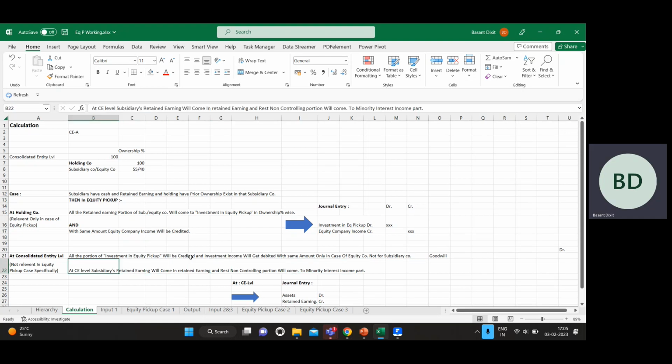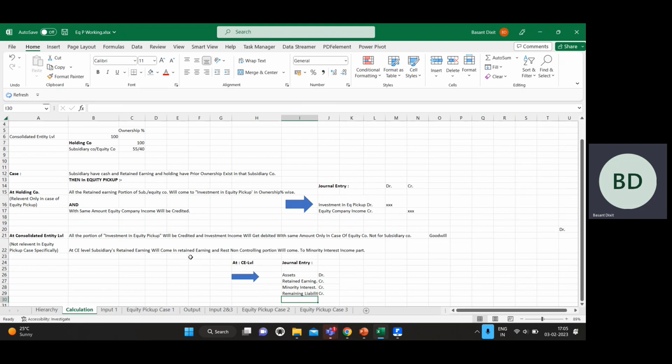Okay, and at the C level, the subsidiary's retained earnings will come in retained earnings, and the rest will come in the non-controlling portion. As you all know, when we have a subsidiary, we have minority and controlling people also, that is the controlling part and the non-controlling part. So what will the journal entry be? The entry is done as we take all the assets and all the liabilities, and all the retained earnings and equity will get credited, and minority interest will also be there.